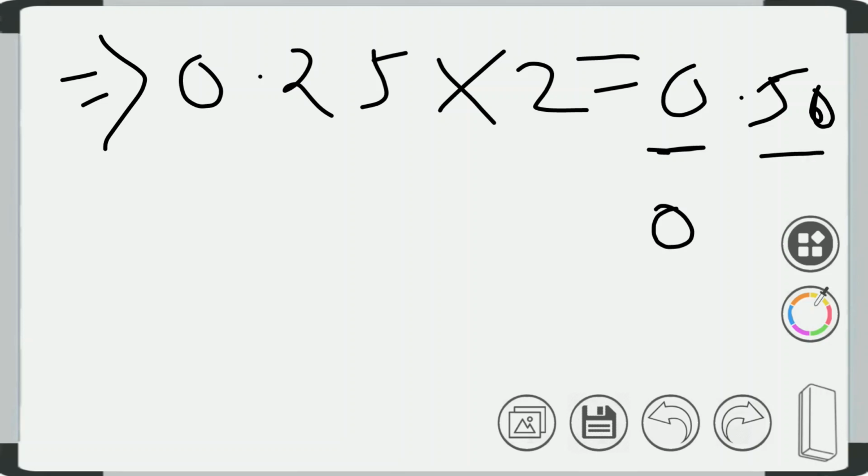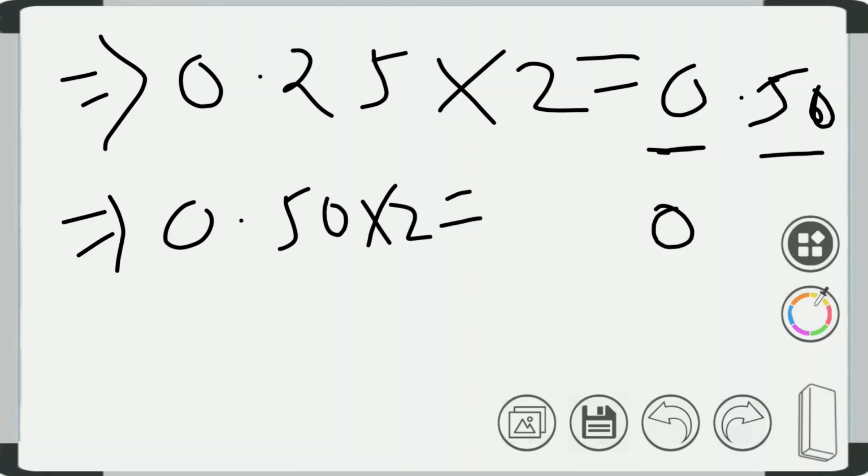Now we will multiply again this fractional part, that is 0.50 multiplied by 2. The value will be 1.00. Here the fractional part is 0, so we'll stop here, and the integer part is 1. So we will write here 1. Now follow the top to bottom approach.